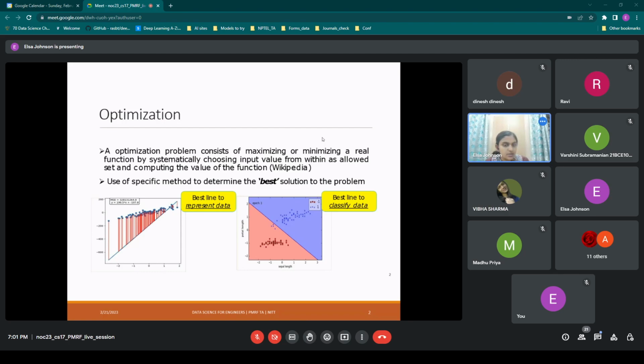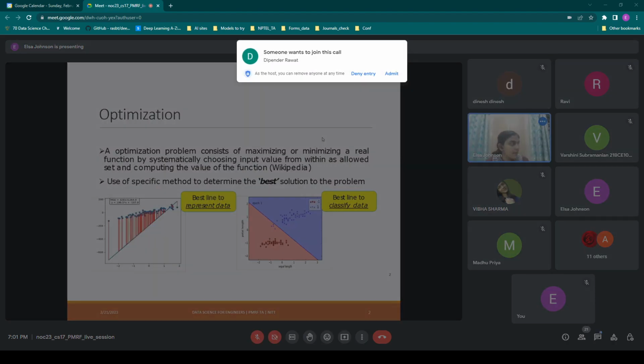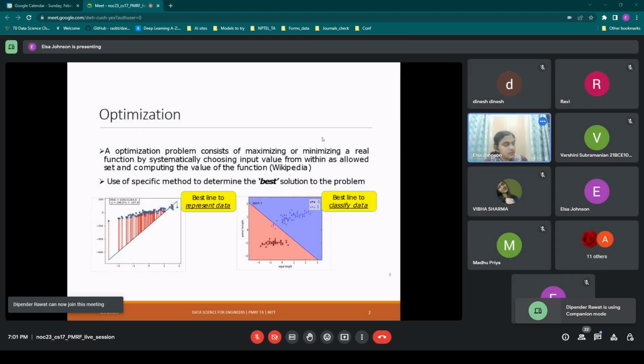These are two of the main scenarios that you can encounter in a data science problem. The first one shows that we want to find a line which will represent the data, and it should be nearer to the points in the data. The second picture is for classification. We want to see a best line that will classify the data.